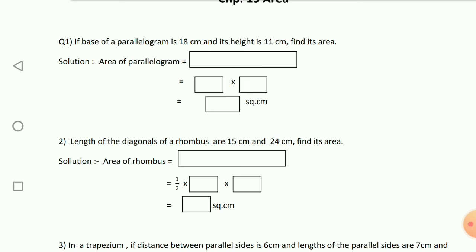The second question, you can see: the lengths of the diagonals of a rhombus are 15 centimeter and 24 centimeter, find its area. How are we going to write it down? Area of rhombus is mentioned here, but what do we have to write?